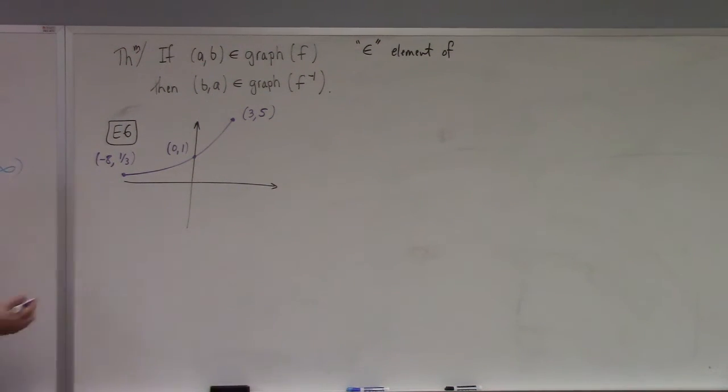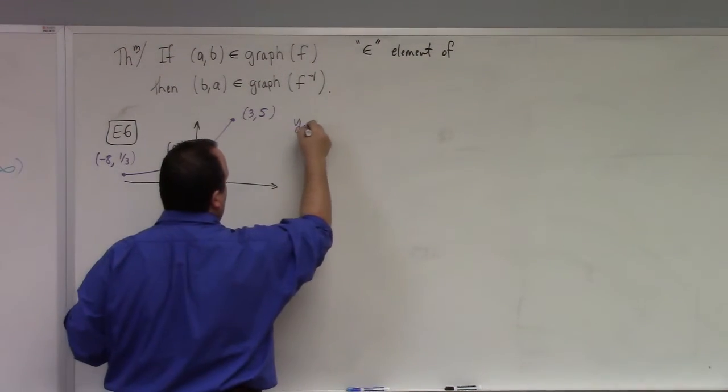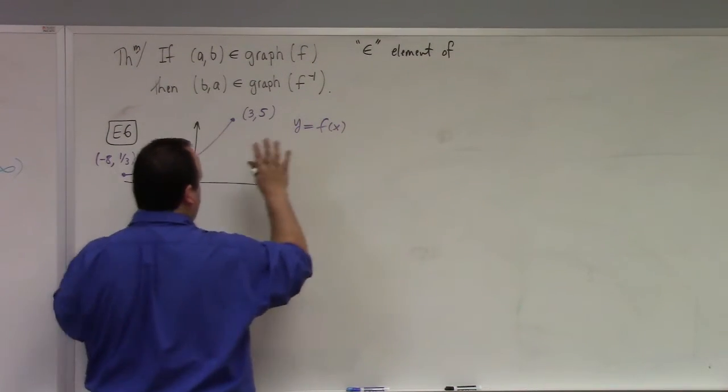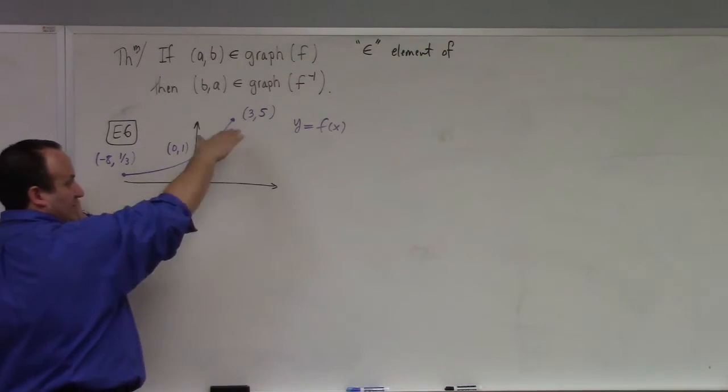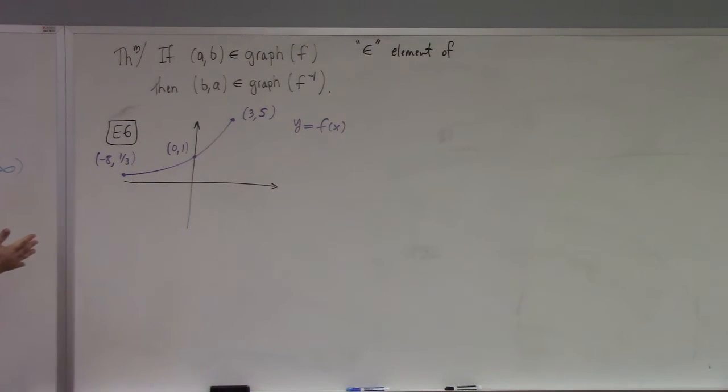This is a graph, y equals f of x. This is given. So you're given the graph of f of x. Is this a one-to-one function? Yes, I think it is. It passes the horizontal line test. So it's one-to-one, which means we can find an inverse for it.